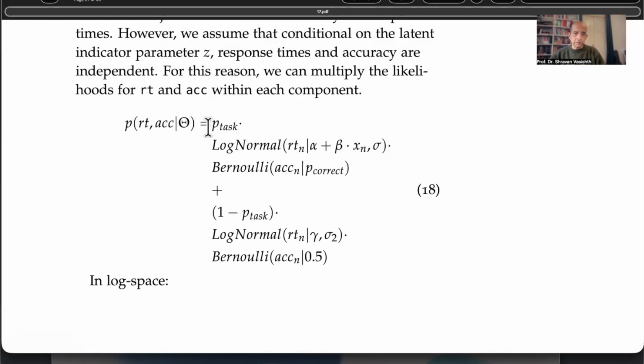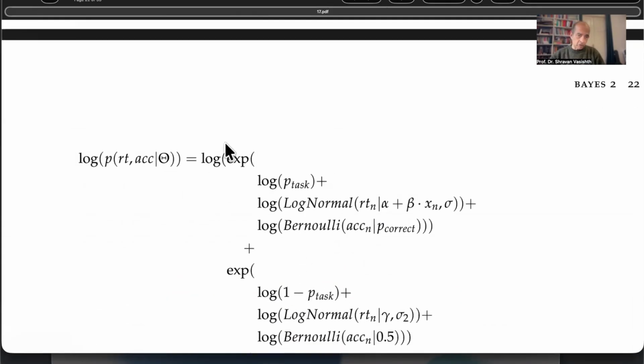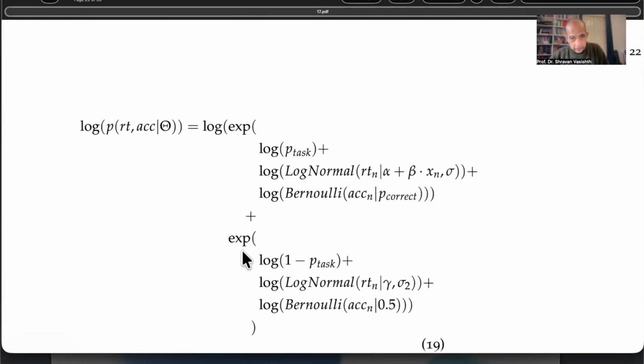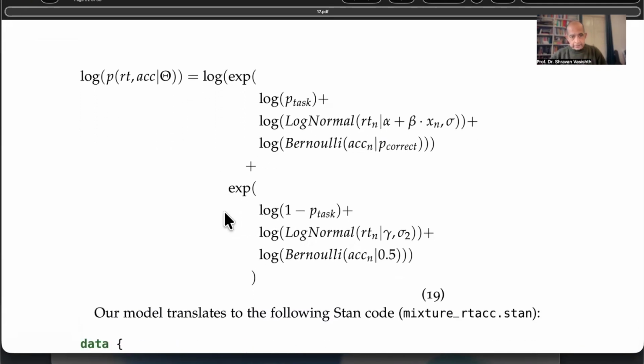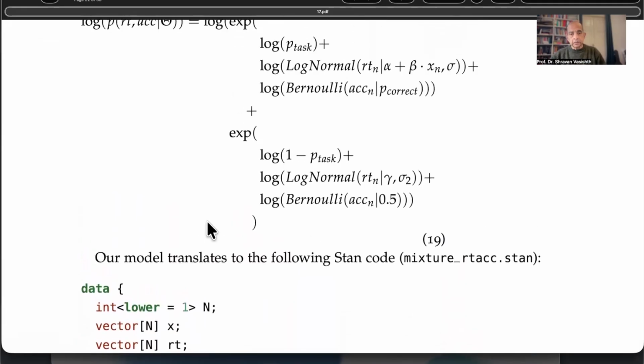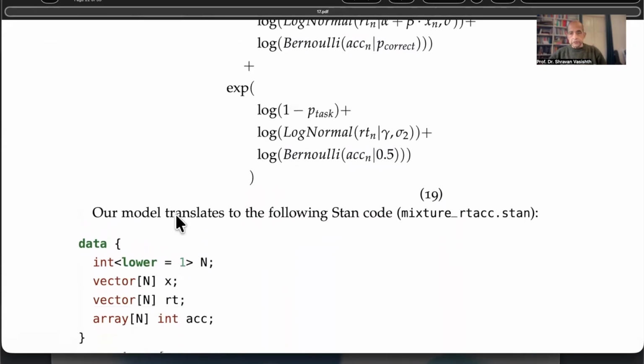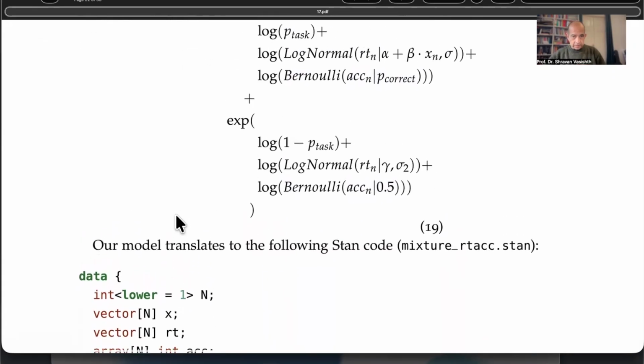In log space, we would have to convert all the products to sums, right? So you have log, so here are the sums that you see. And this is all that I discussed earlier. The only thing that's changing now is this one term that's been added here to represent the likelihood of the binomial in the two situations, okay? So when you're task engaged versus not task engaged.